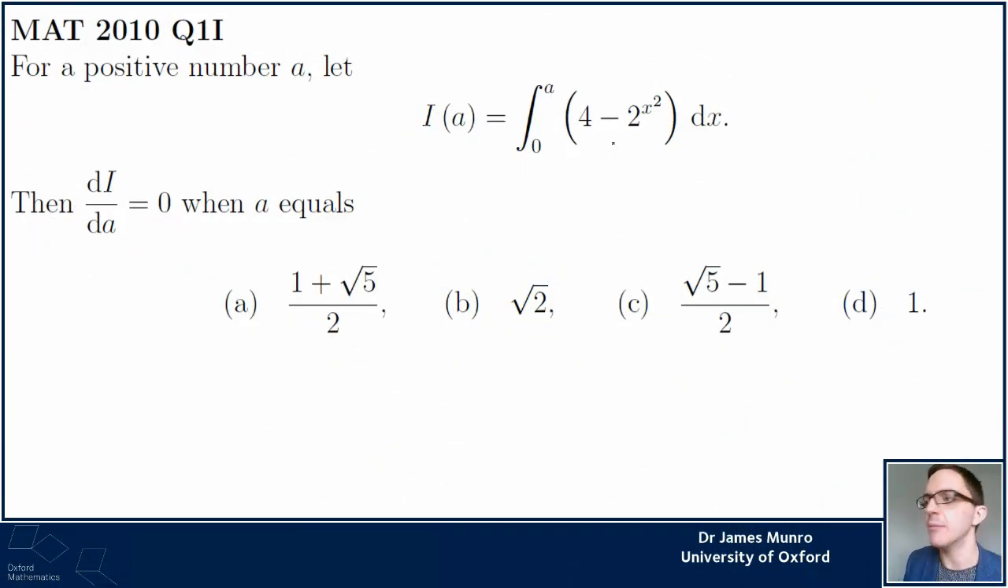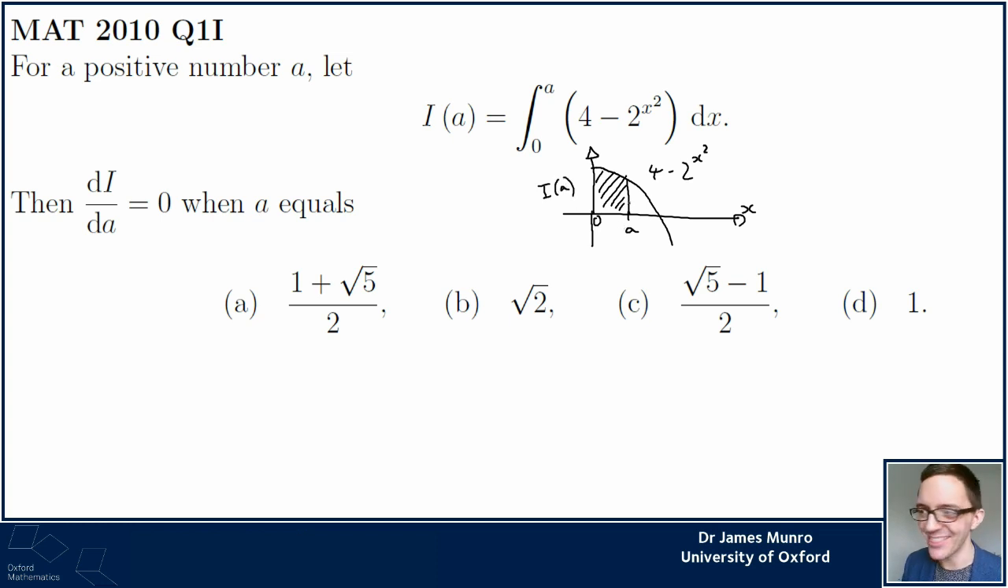So this function, 4 minus 2 to the x squared, which is, oh my word, 4 minus 2 to the x squared, is something like this. We're integrating it between a and 0. So we're interested in the contribution to this integral from points between 0 and a. If this direction is x, then I'm integrating 4 minus 2 to the x squared, some function like this, and when I'm working out the integral between 0 and a, that area there is I of a, at least to start off with.